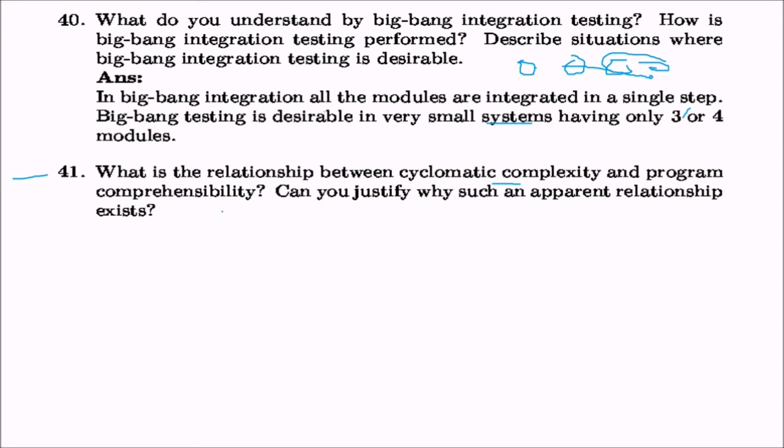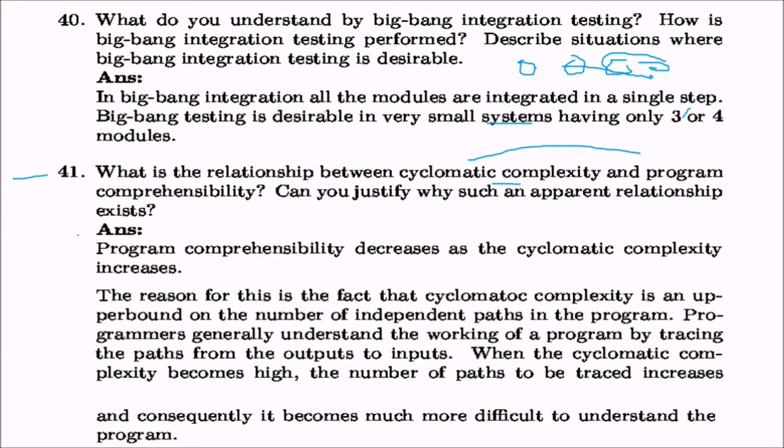41. What is the relationship between cyclomatic complexity and program comprehensibility? And can you justify why such an apparent relationship exists? Program comprehensibility decreases as the cyclomatic complexity increases. Program comprehensibility means understanding the program, whether you are able to understand and manage it properly.